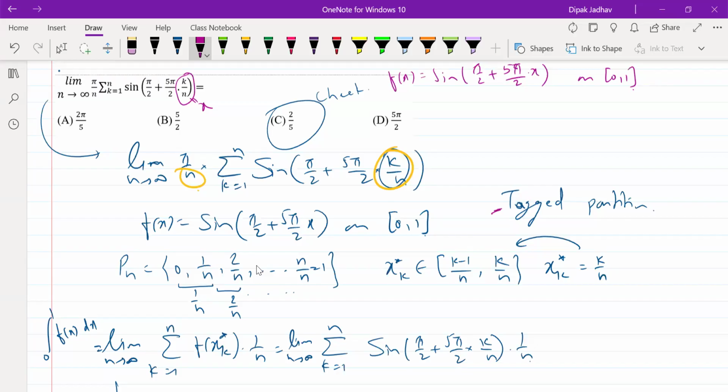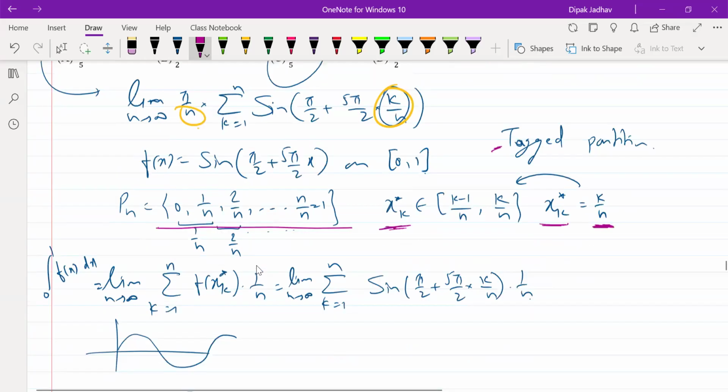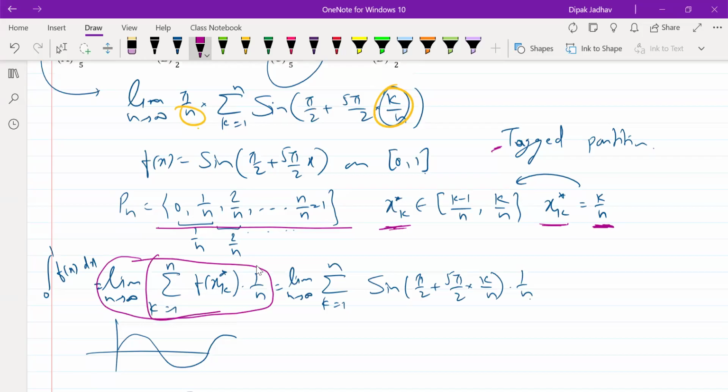So what is a stacked partition? We are considering this partition. At the same time, from each subinterval, we are choosing a specific point k by n belonging to the kth subinterval, and that point we are calling xk star. And then we are considering the Riemann sum with respect to the stacked partition. So that Riemann sum will be like this: summation k from 1 to n of f of xk star, f evaluated at this xk star, into the length of the subinterval, that is 1 by n.